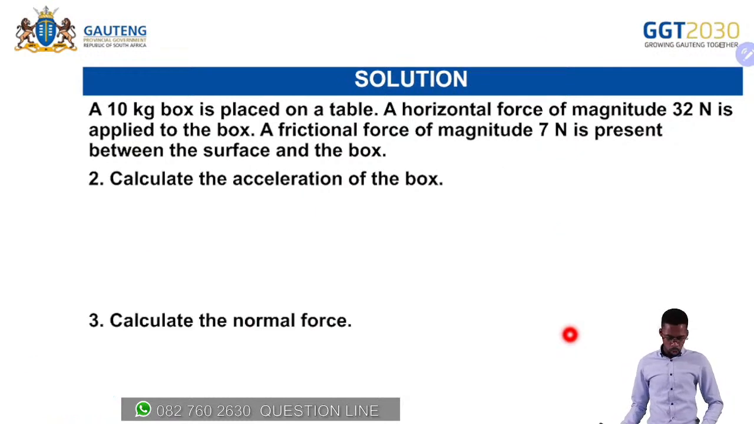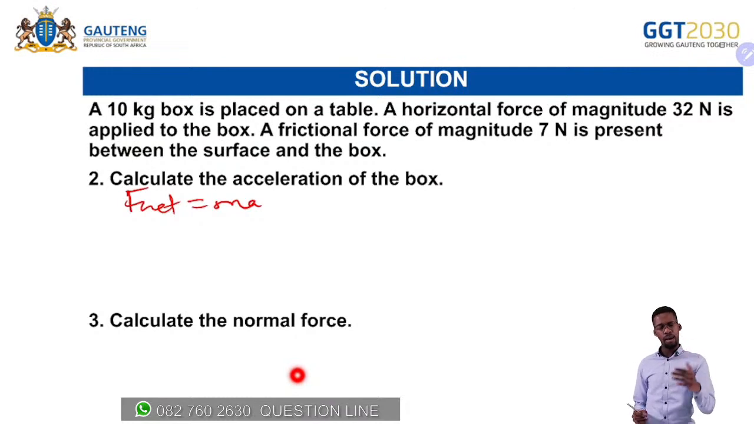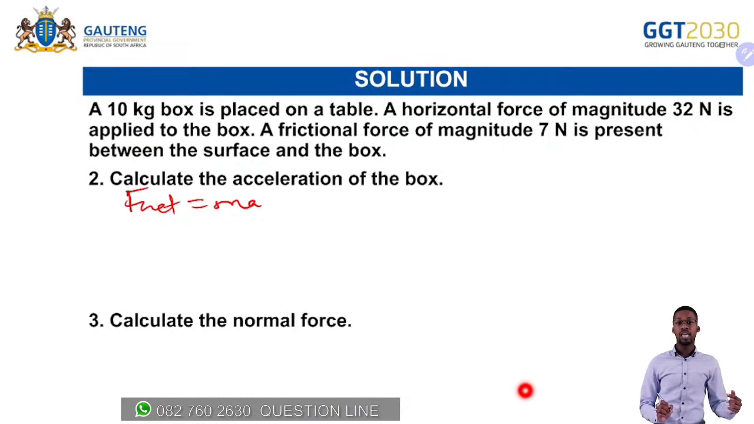Then the subsequent question said, calculate the acceleration of the box. So you will apply Newton's second law, F_net is equal to ma. When you apply this, you must have a direction in mind. Where the object is going, take that as positive, strategically so. Where the object is going, take that as positive. So the box was going in that direction. So let right be positive.